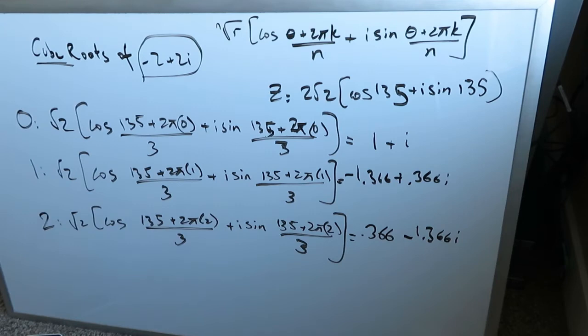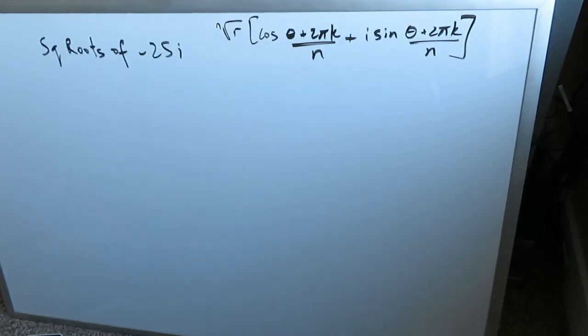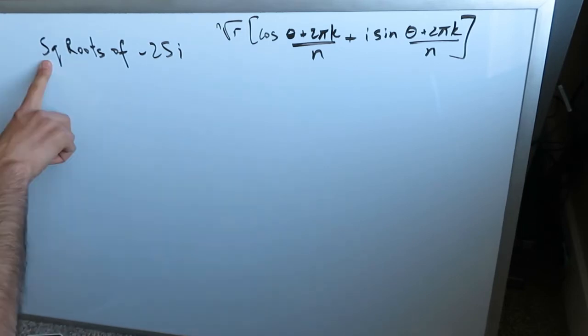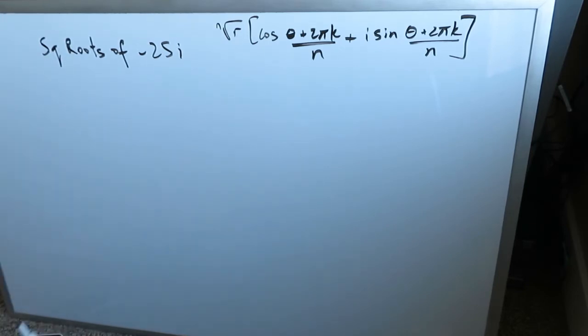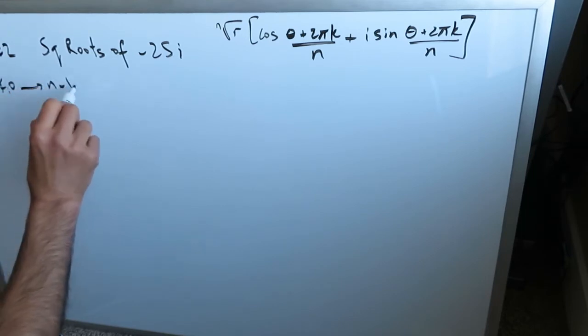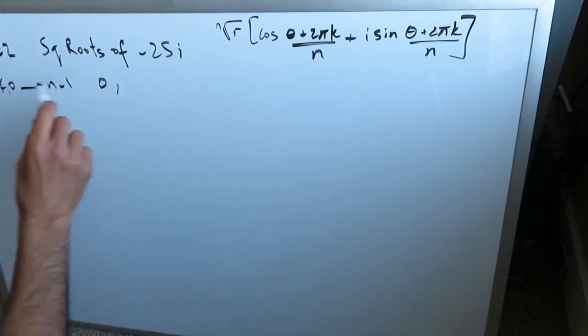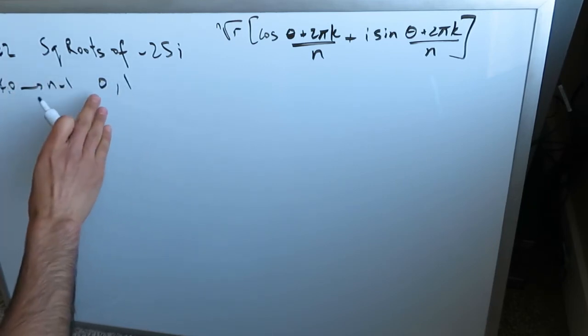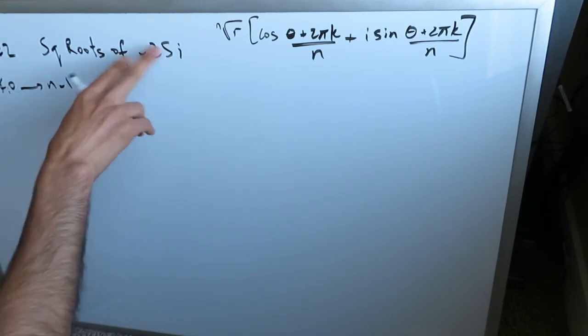More examples coming up. This next question shouldn't be too hard. We just have to determine the complex roots of minus 25i, specifically the square roots. You know the square by default means 2, right? We're looking here at an n value of 2. So in terms of the k values, you're going to start from 0 all the way up to n minus 1. 2 minus 1 is a 1, so you'll just have 2 roots, 0 and 1. These will be your square roots of this complex number.